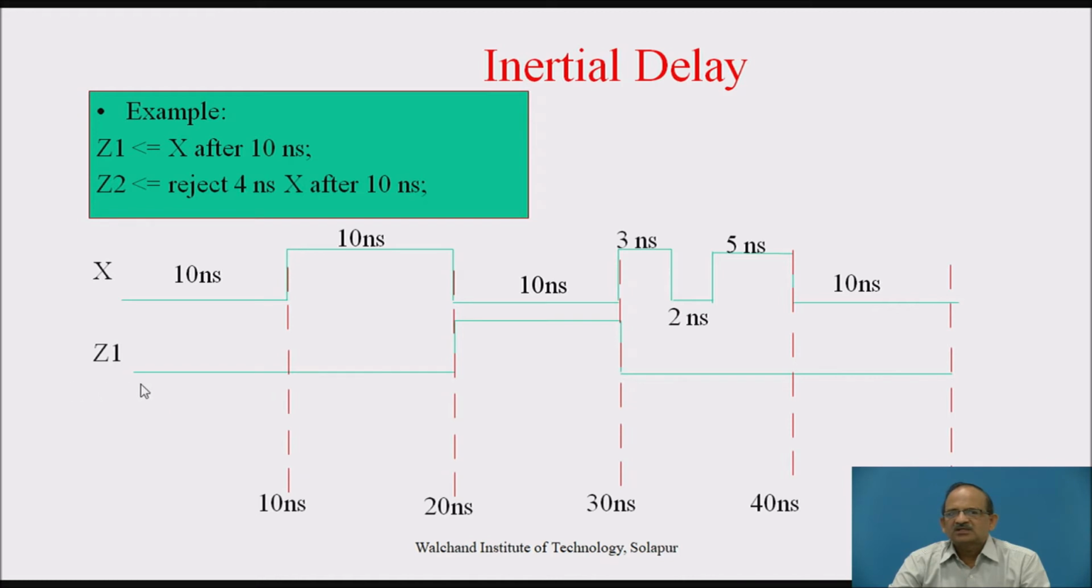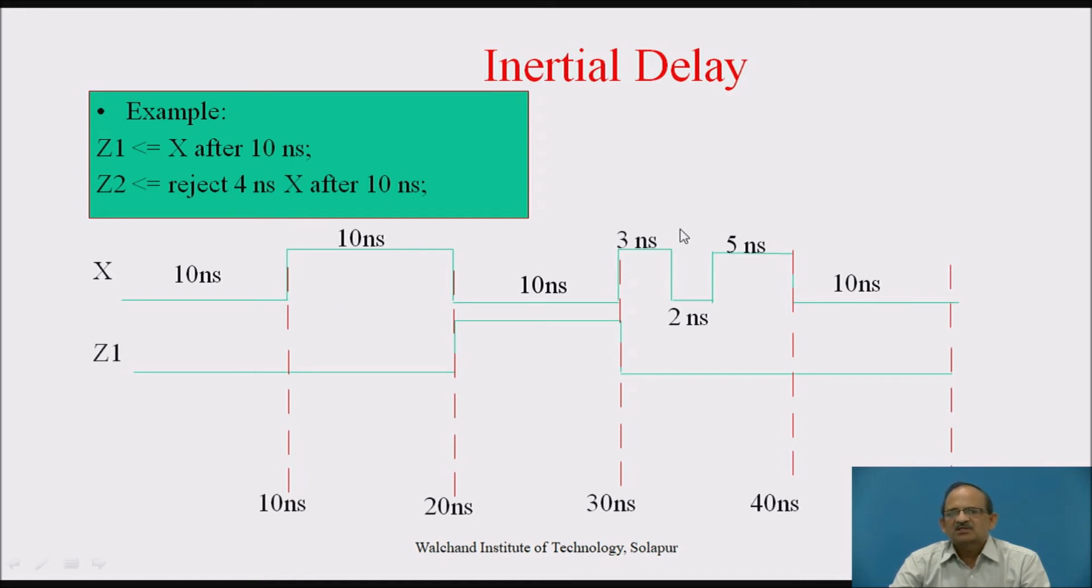So this is how you get the output. Now if you consider the second statement, assign Z2 reject 4 nanosecond x after 10 nanosecond. In this case, this x will be assigned to Z2 after 10 nanosecond, but any pulse of shorter duration than this reject pulse width will be rejected.